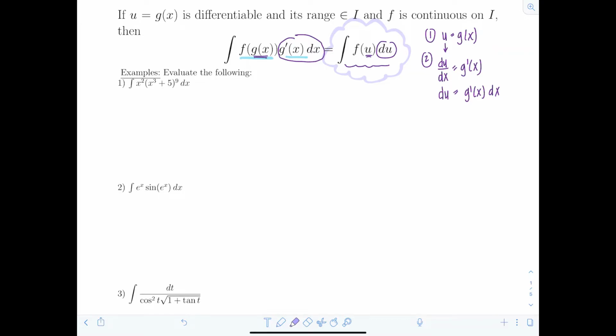Do you see a function being composed with another function, and can you identify what g of x or u would be? Well, it looks like I have some function being raised to the 9th power, so I suspect that I should let u equal x cubed plus 5. How do you know if that's a good choice? Well, the derivative of u, du, should be sitting somewhere in that integral. And if I take the derivative here, du dx, I would get 3x squared. Now that's not exactly what I have. I have x squared, but that's no big deal. I can fix it by a constant.